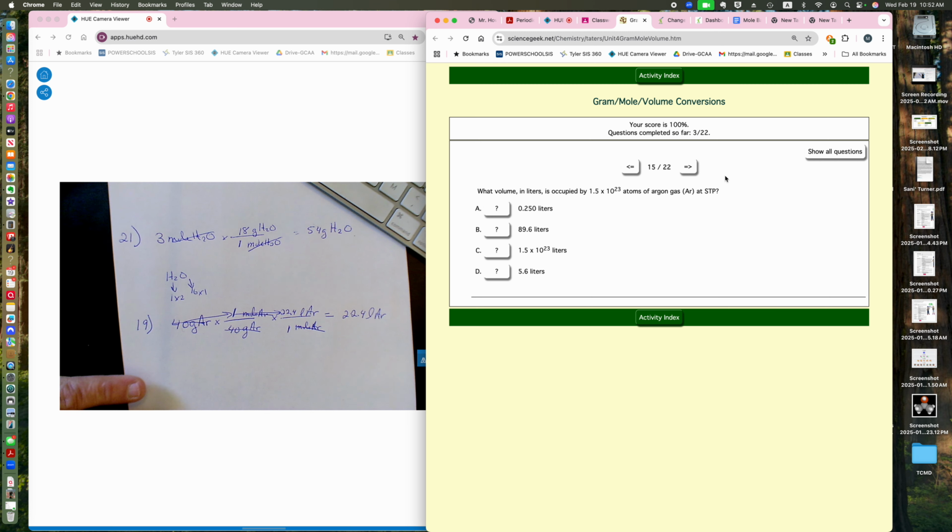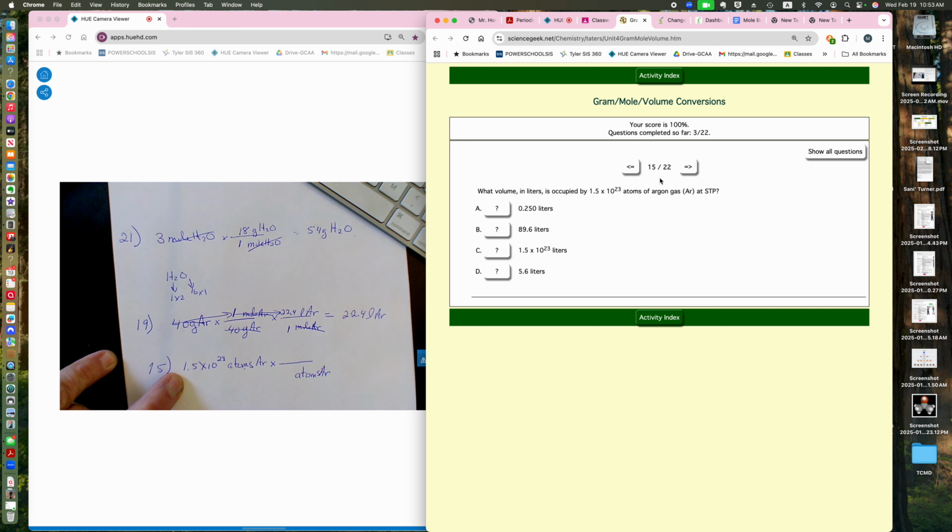Here we go. 1.5 times 10 to the 23rd atoms of argon. We want to know liters. So we write down, this is number 15. And once again, how many of these are you going to have? 1, 2, 3, we've got 3 now. You'll have 19 more to go. So 1.5 times 10 to the 23rd atoms, because atoms is what we're given, and that's atoms of argon again. Argon's a popular gas. And then we have atoms down here, so it goes down here, so we can cancel it out. We already know that without even having to think.